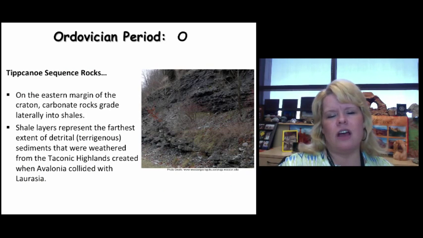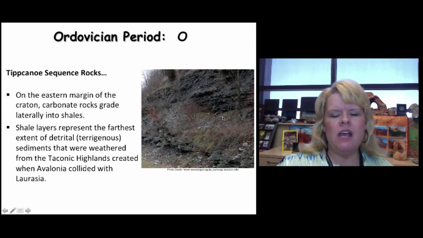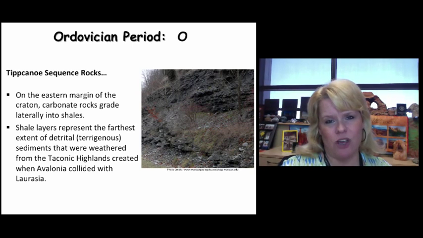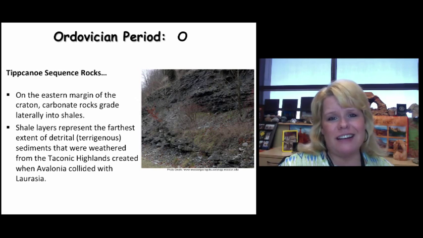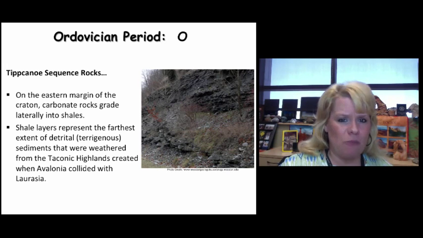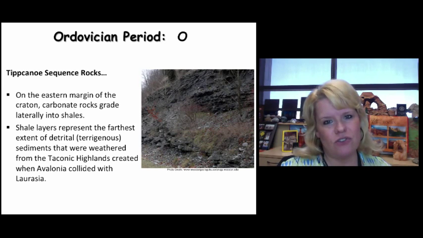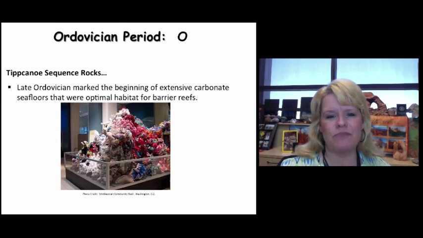On the eastern margin of the North American craton, carbonate rocks grade into shales. Why is this important? Because the shale layers represent erosion of the Taconic Highlands. So when Avalonia collided with Laurasia, it created a mountain range. And this mountain range, which is the fate of every mountain range, got elevated and had to be eroded down back to ground zero, which is sea level. So those sediments go somewhere and they make new rock layers, and that's the detrital material that's making these shale layers that are Ordovician in age.